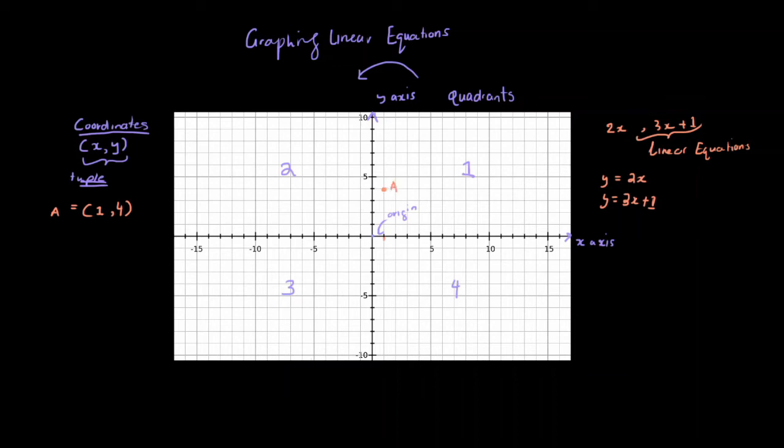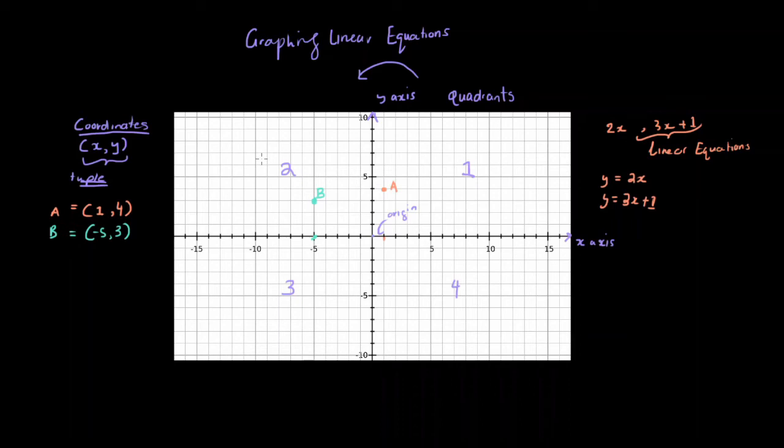Let's do another example. Let's do -5 and 3. So you'd go -5 in the x direction, and then you'd go 3 up. 1, 2, 3, 3 up. And this is point B. So this is called plotting points. Each of these locations on the map or the graph can be described by coordinates.